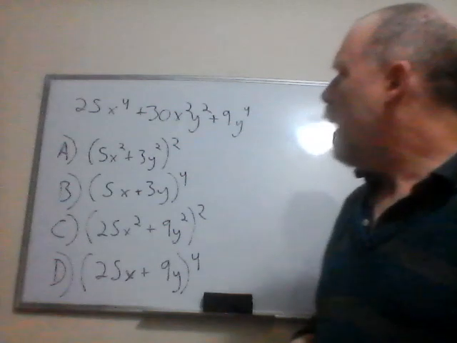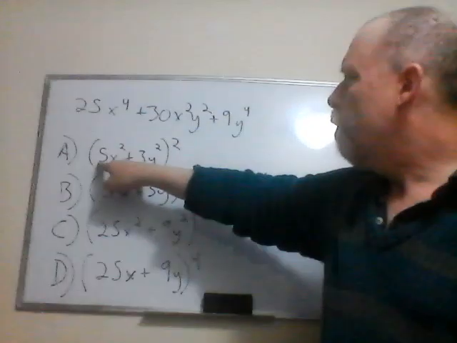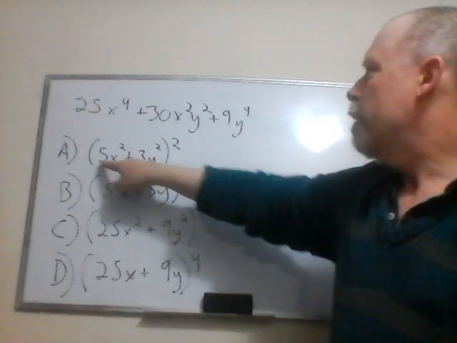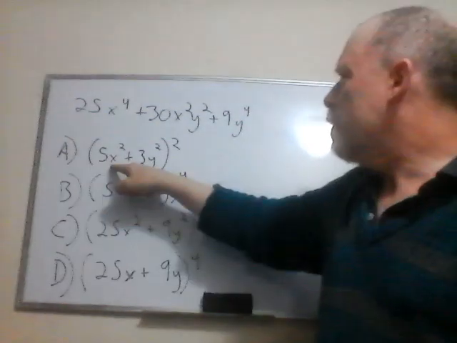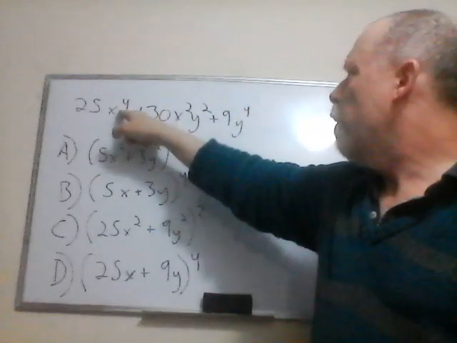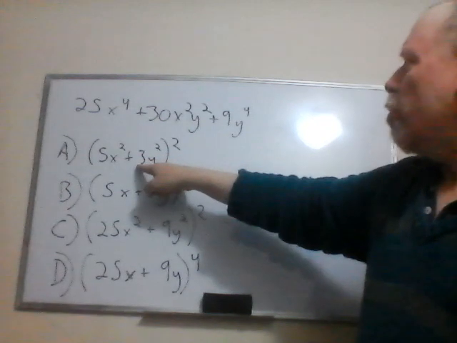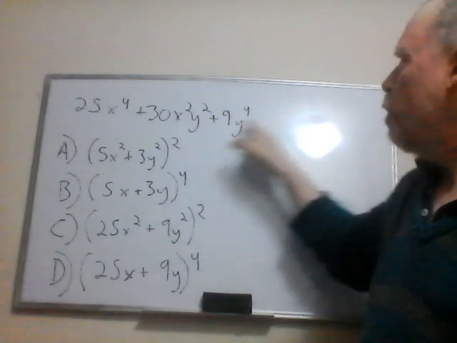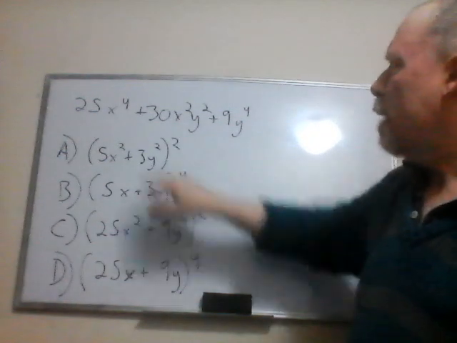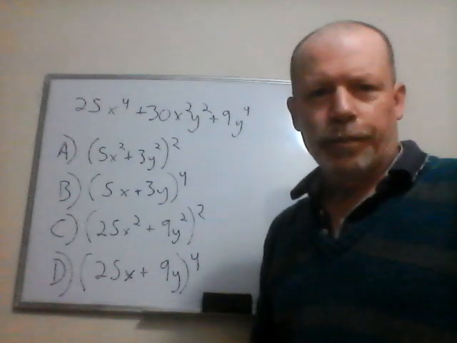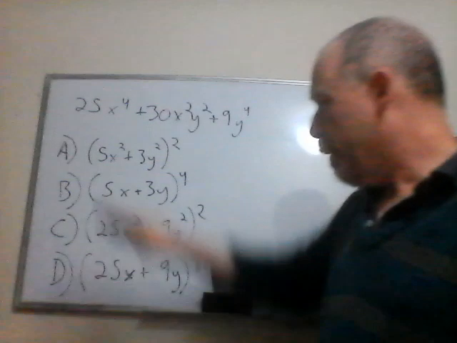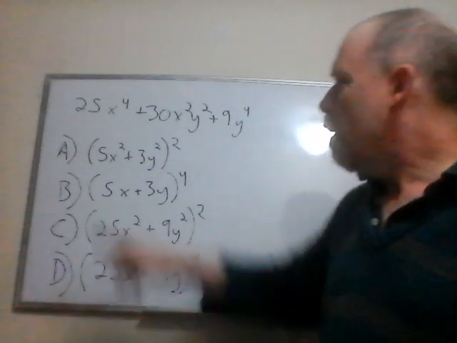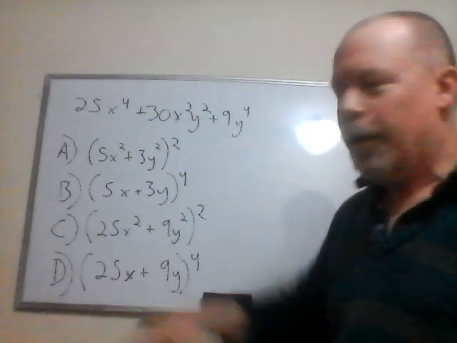Let's take a look. What would happen if we squared 5? This 5 squared would produce this 25. This x squared would produce that. This 3 squared would produce this 9, and this y squared would produce that. So far that's a match. Don't worry about the middle term. We'll come back to it if we have to, but chances are we can eliminate something because you can see these are not the same.